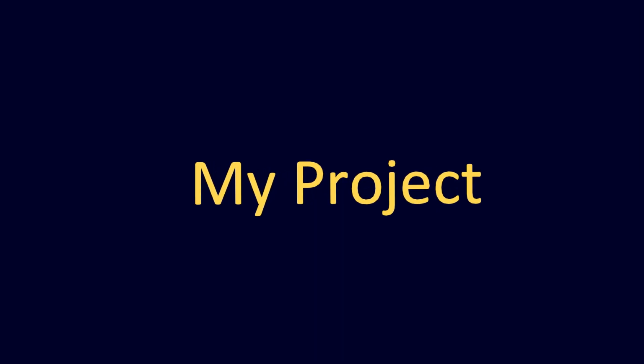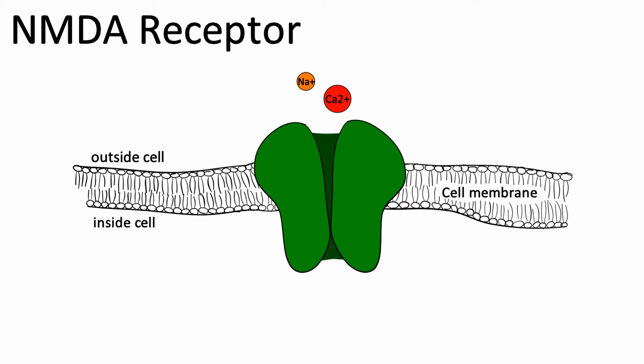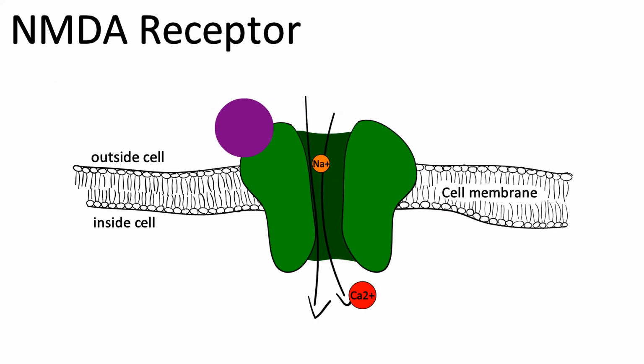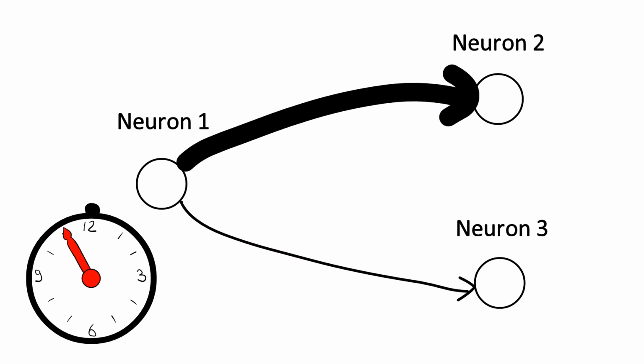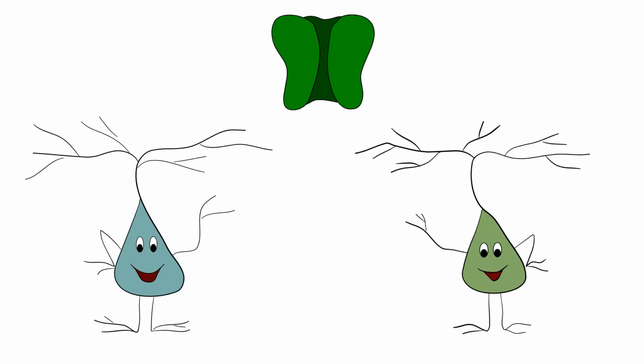My project focuses on a key protein molecule in synaptic plasticity, the NMDA receptor. The NMDA receptor is a neurotransmitter receptor that plays a major role in deciding which synapses strengthen and which ones weaken with time. In particular, the NMDA receptor can detect when two nearby cells are active at the same time, which is why this molecule is often referred to as a coincidence detector.